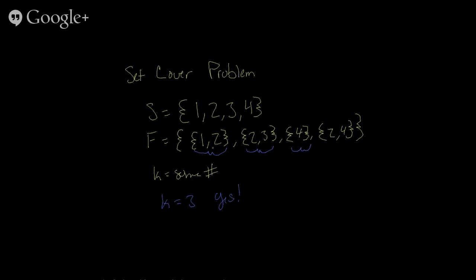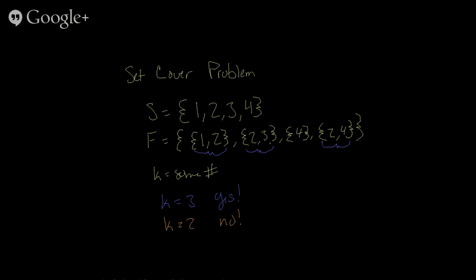So how do you do that? You look at unioning these. So you'll get 1, you'll get 2, you already have 2, you'll get 3, and you'll get 4. You could also do these, and that will give you the same thing, 1, 2, 3, and 4, which is all the elements of S. But if your k, for example, is 2, the answer is going to be no.